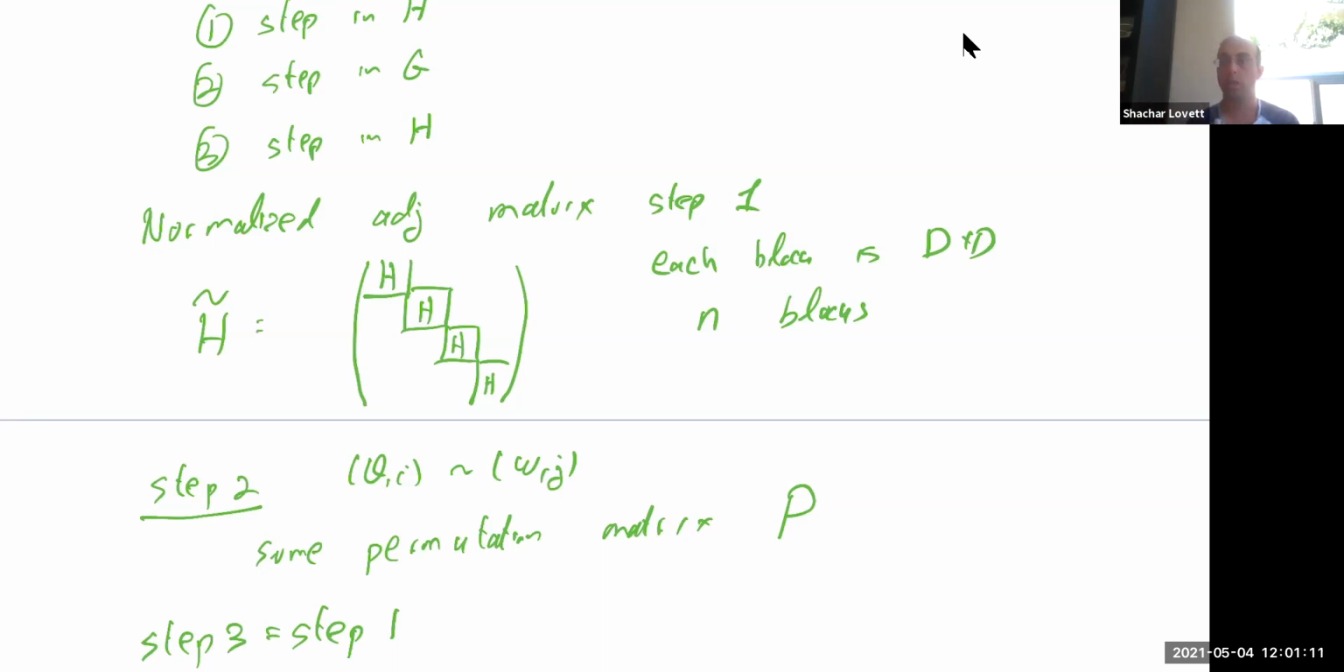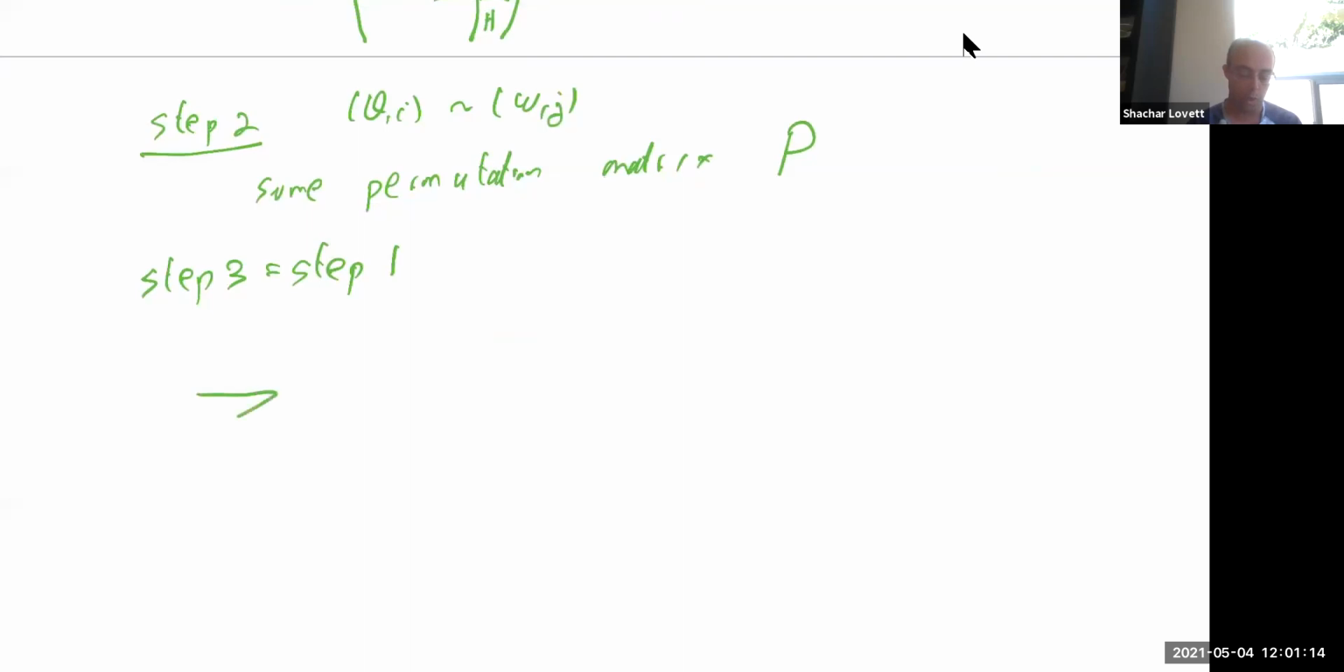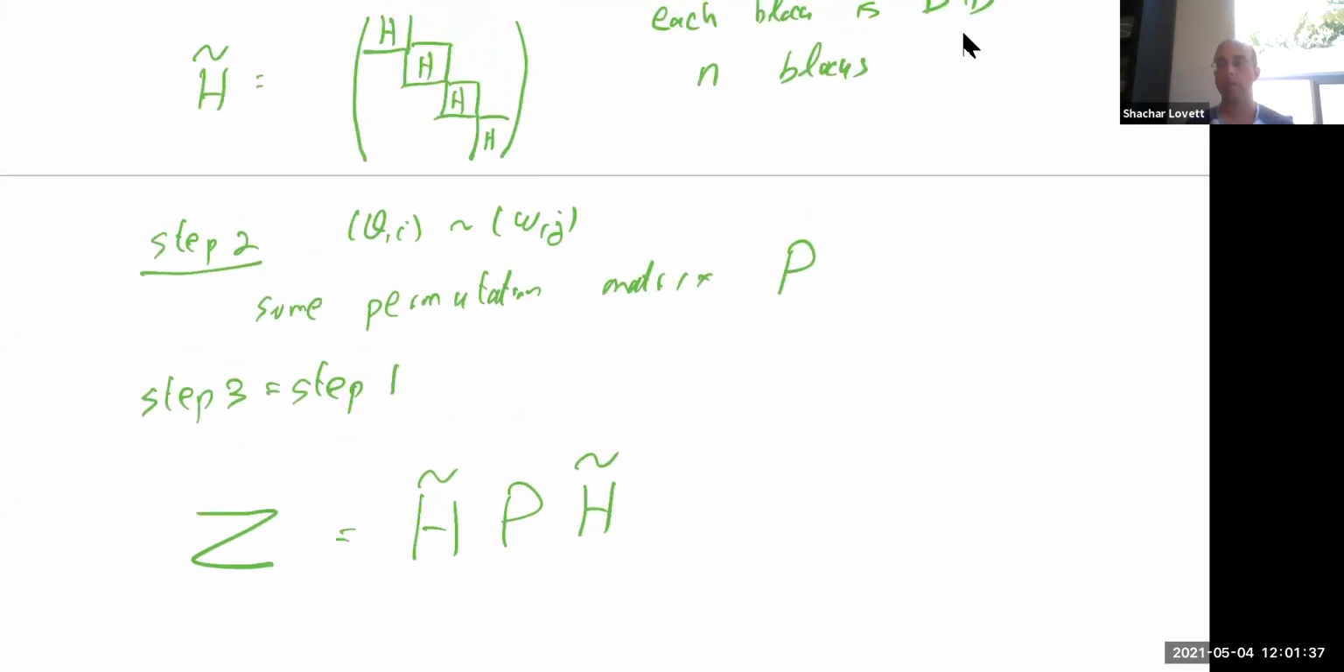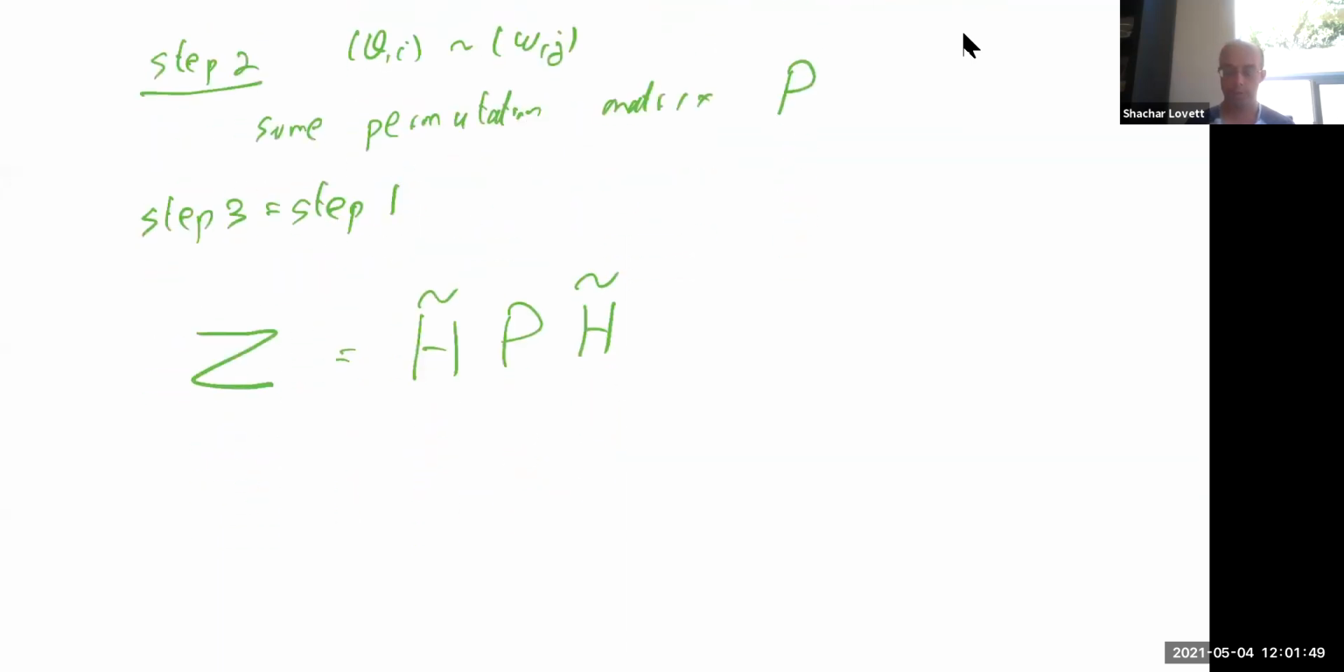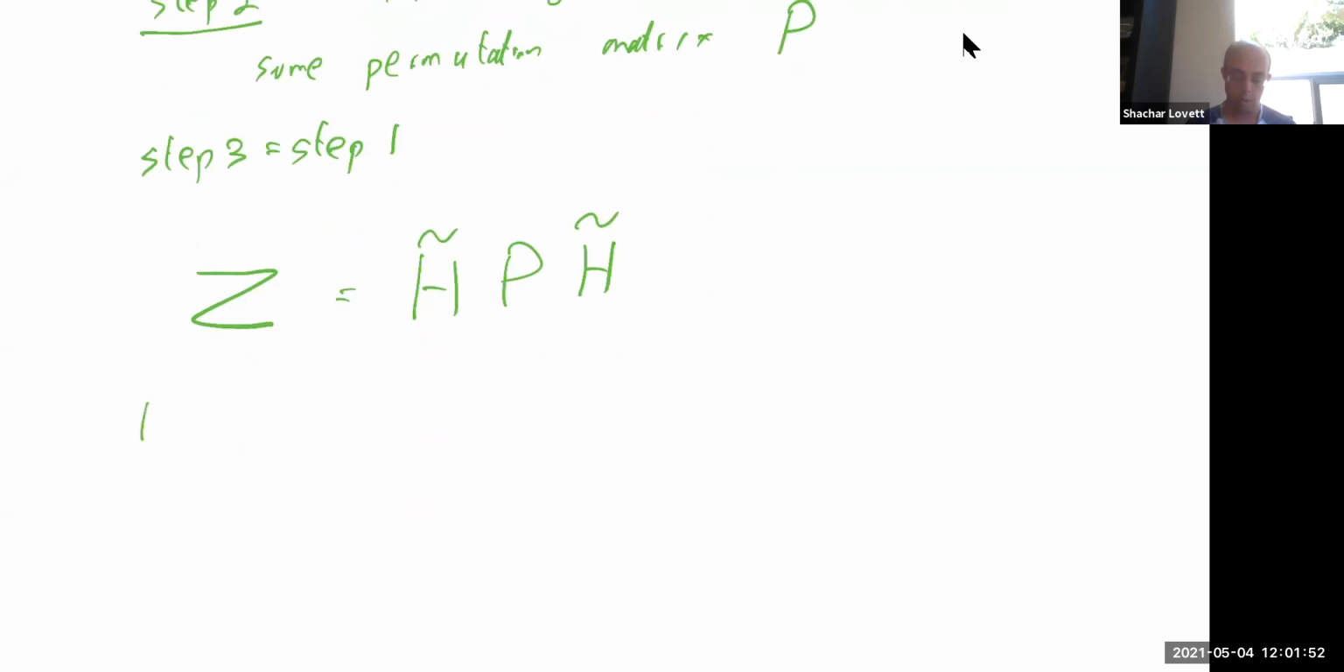Overall, we can write the normalized adjacency matrix of the zigzag graph as follows: H tilde L, P, H tilde L. Let's stare at this equation for a second, because it's a very important equation. It says the adjacency matrix of the zigzag graph corresponds to taking a local step inside each copy of H using this block diagonal matrix, then taking this deterministic step based on G, and then the local step in H again. And now let's plug this equation for Z into the Rayleigh quotient. So let's analyze the Rayleigh quotient.